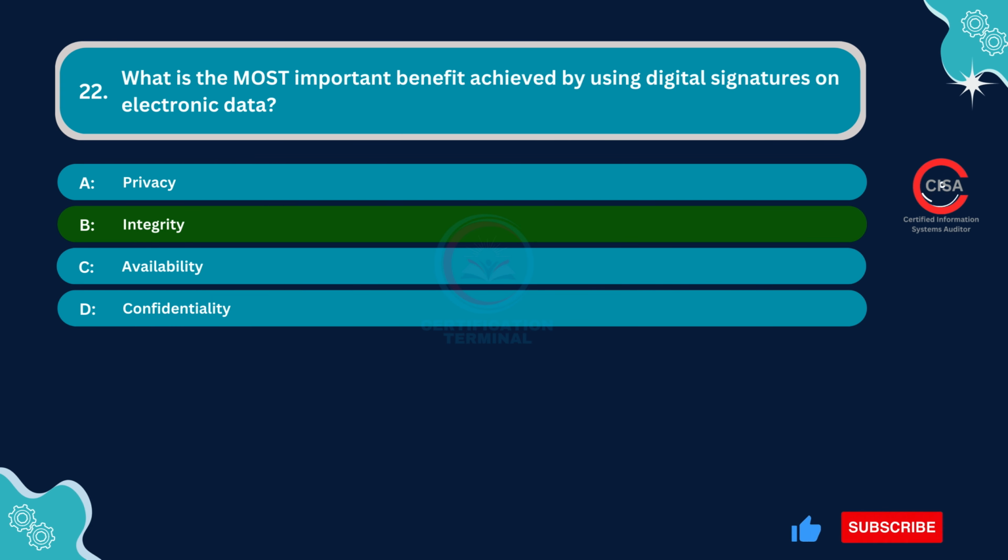The most important benefit achieved by using digital signatures on electronic data is integrity. Digital signatures provide assurance that the electronic data has not been altered or tampered with since it was digitally signed. This ensures the integrity of the data, meaning that it remains complete, unaltered, and reliable. This is crucial for verifying the authenticity of electronic documents, transactions, and communications, especially in contexts where data integrity is paramount, such as in legal, financial, and business transactions.